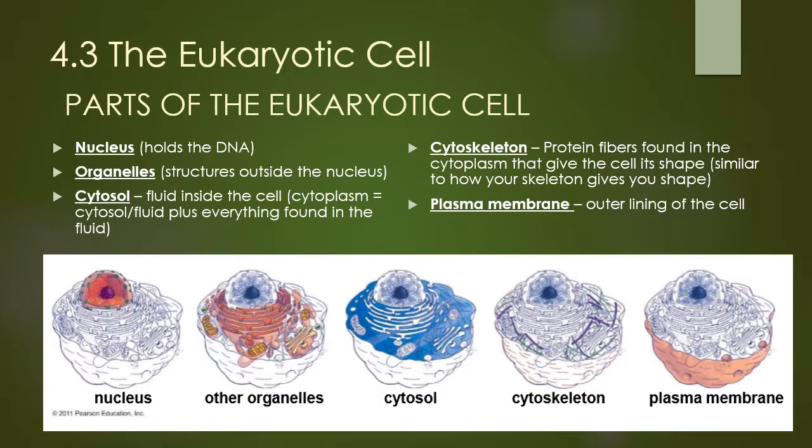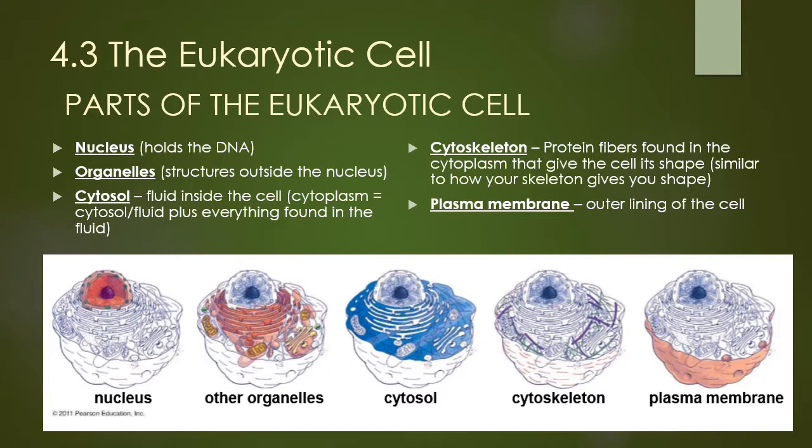All eukaryotic cells also have a cytoskeleton. You can see here these colored rods, and they're protein fibers found inside the cytoplasm that help give the cell its shape. It's similar to how your skeleton, your bones, give you shape. Cells have the same thing. They have all these structures that help give it shape and make it be the nice round shape that it is instead of just being flat, smashed.